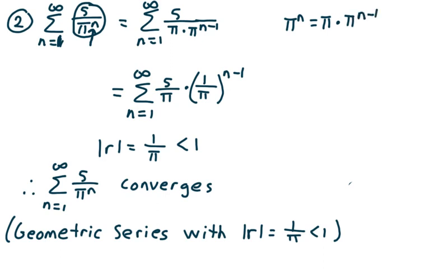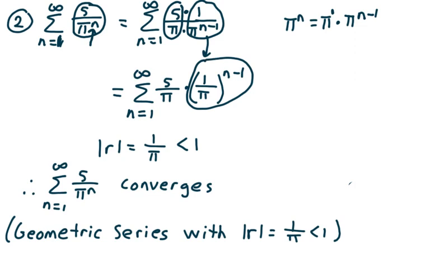If it helps you, you can think of this as pi to the first times pi to the n minus 1. And so this is the summation from n equal 1 to infinity of 5 over pi times pi to the n minus 1, which is the summation from n equal 1 to infinity of 5 over pi times 1 over pi to the n minus 1. So remember, 5 is the same as 5 times 1. So here's the 5 over pi part, and then I'm going to rewrite 1 over pi to the n minus 1 right here.